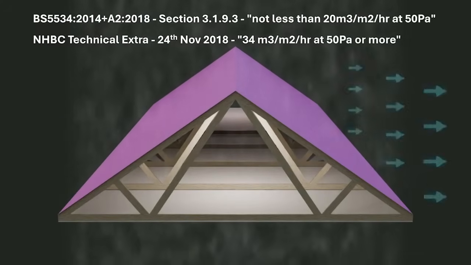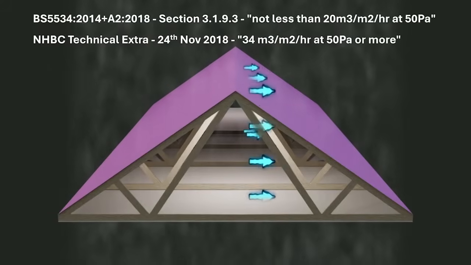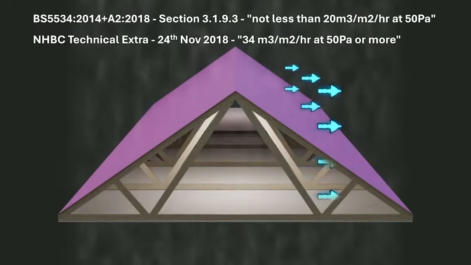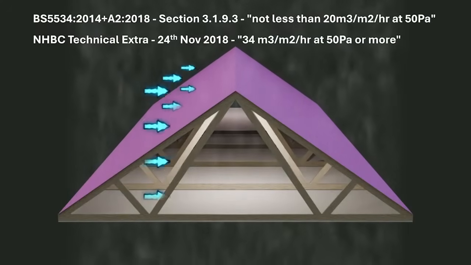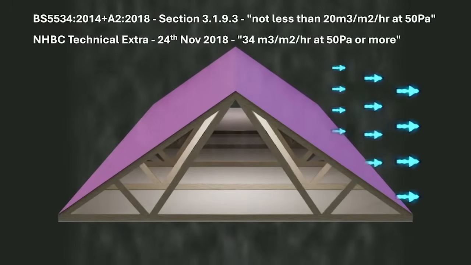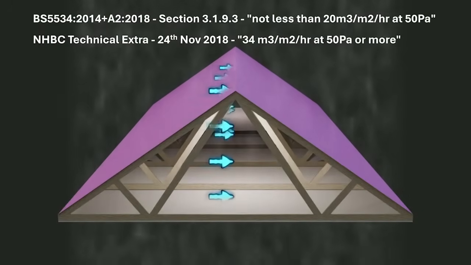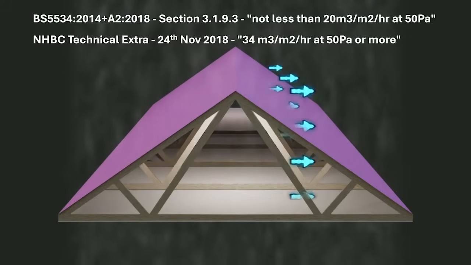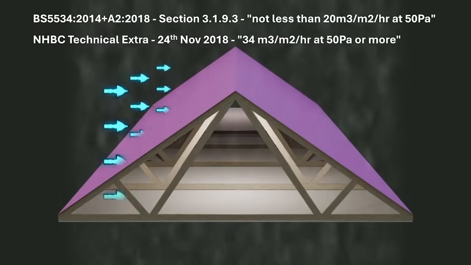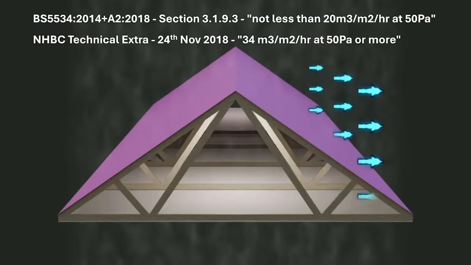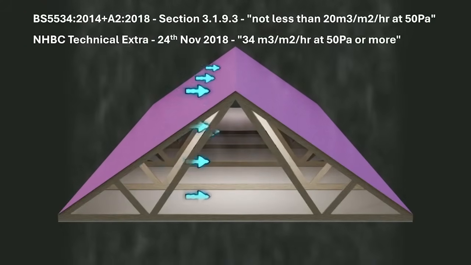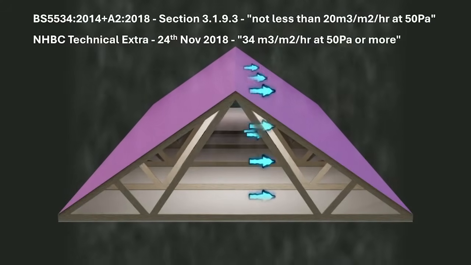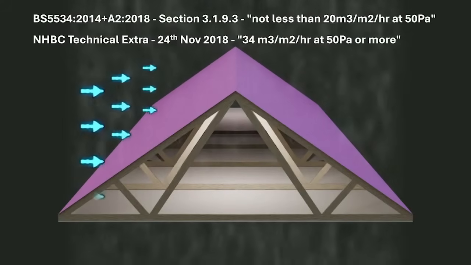BS 5534 gives the figure of not less than 20 metres cubed per square metre per hour at 50 Pa, but this is primarily intended for when considering wind uplift on tile assemblies and may not provide sufficient airflow to adequately reduce condensation risks as is intended in the BBA's guidance. The NHBC takes this position and therefore uses a higher figure of 34 metres cubed per square metre per hour at 50 Pa or more, as the minimum necessary to provide the ventilation effects required to minimise condensation. Both use the same EN 12114 test method, however, which simplifies matters.